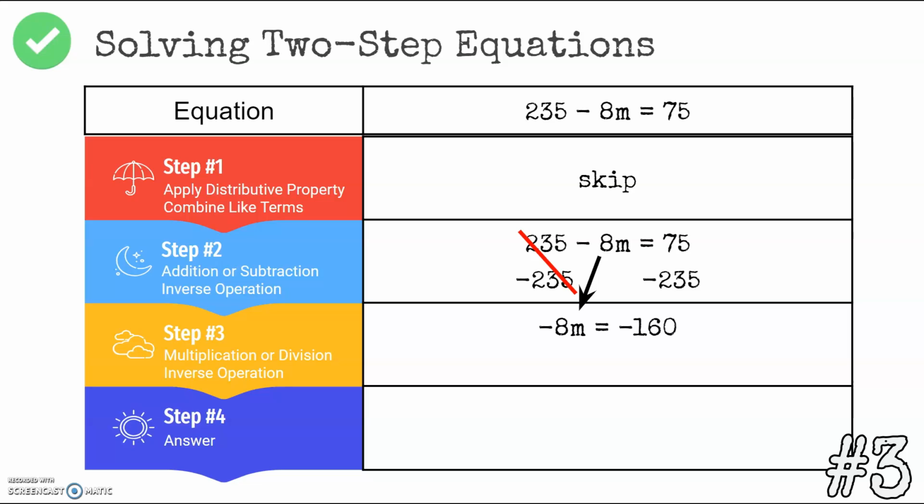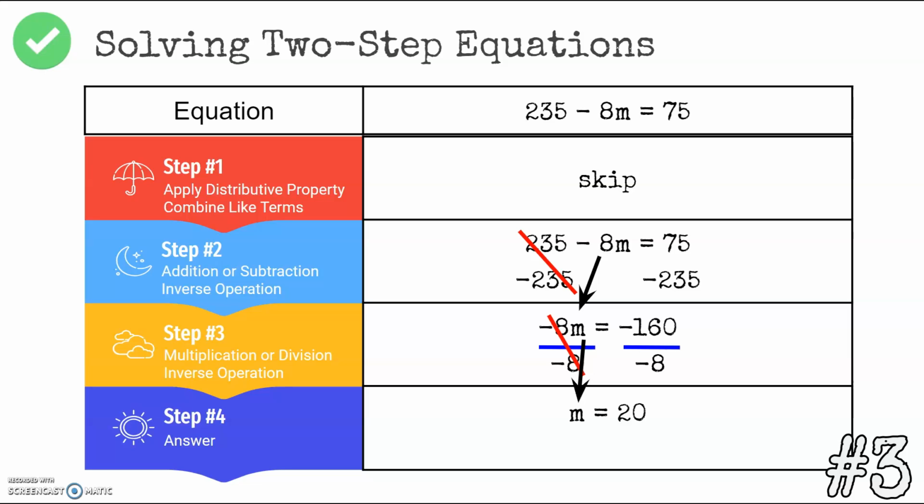I look at this now. My negative 8 is being multiplied by my m. So the inverse operation is division. I'm going to divide by negative 8 on both sides. It's going to cancel that out. I'm going to bring my m down. Now negative 160 divided by negative 8 is going to give me a positive number, because the rule is a negative divided by a negative equals a positive. And 8 into 160 is 20.